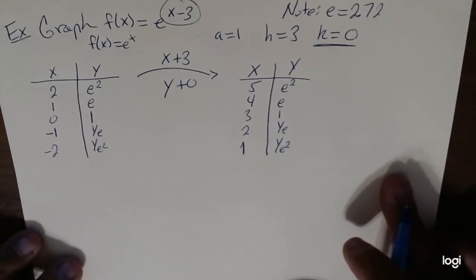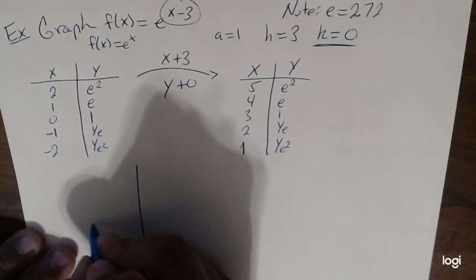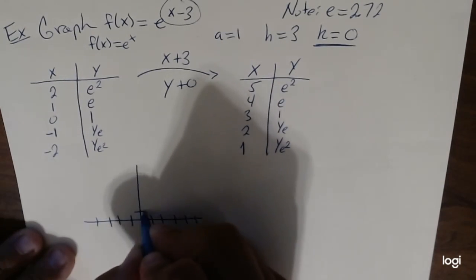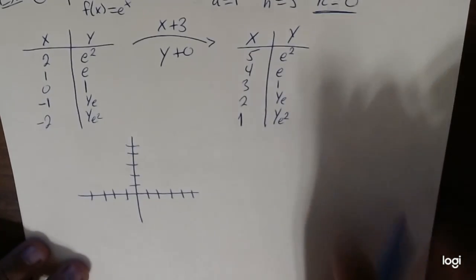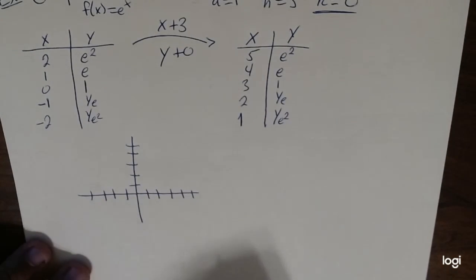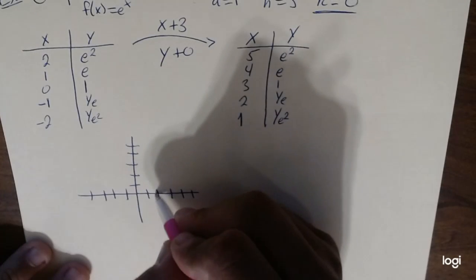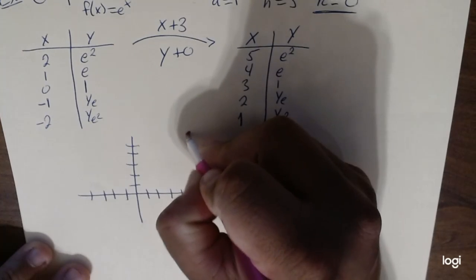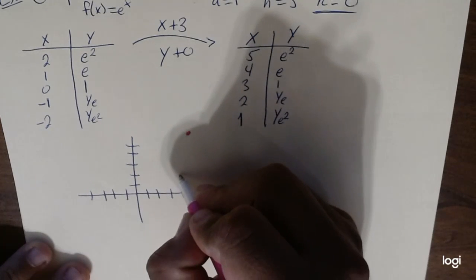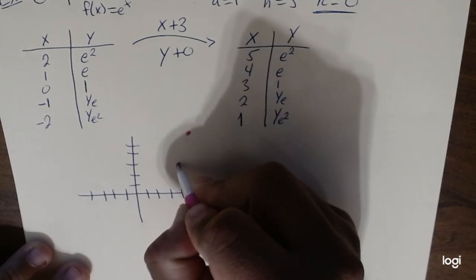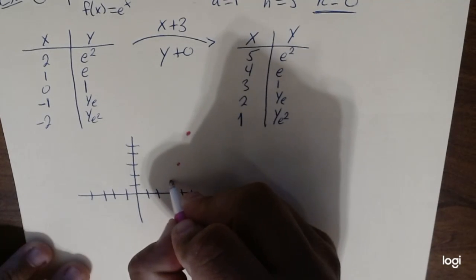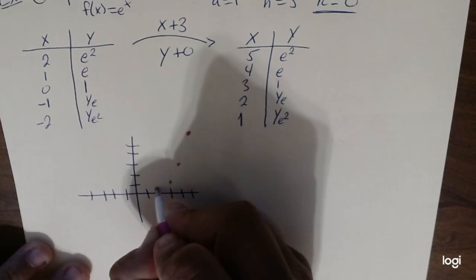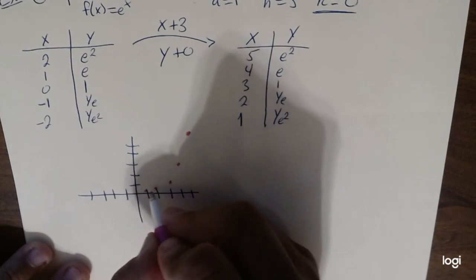Okay. And now we just graph it. So 5, e squared, that's going to be really high. 4, e to the 1, that's almost 3. 3, 1. 2 and 1 over e. And 1 and 1 over e there.